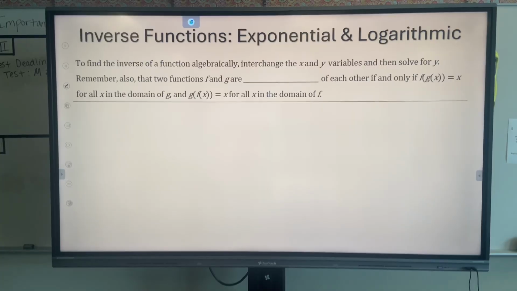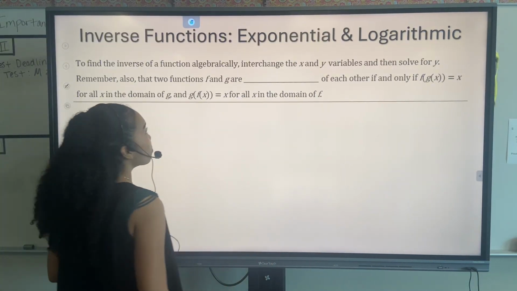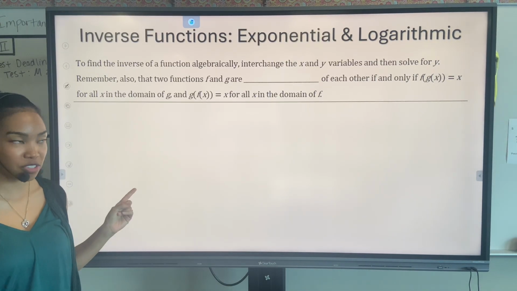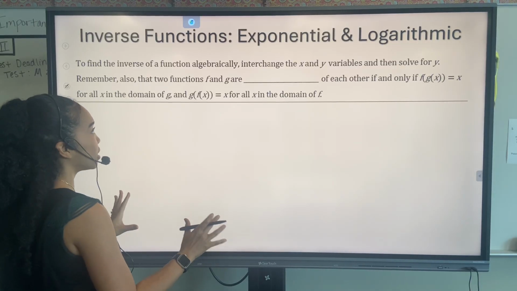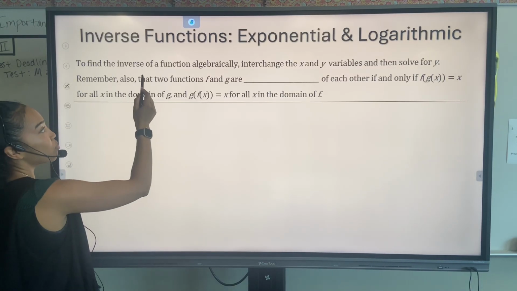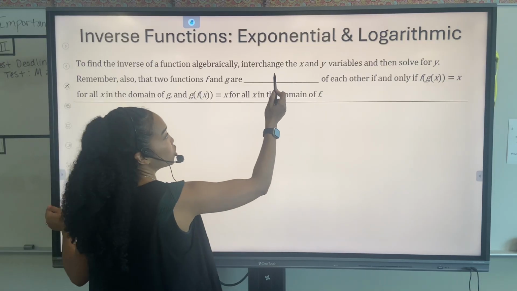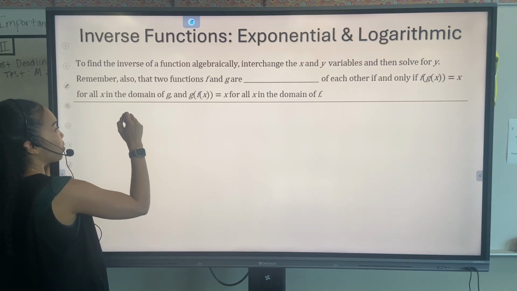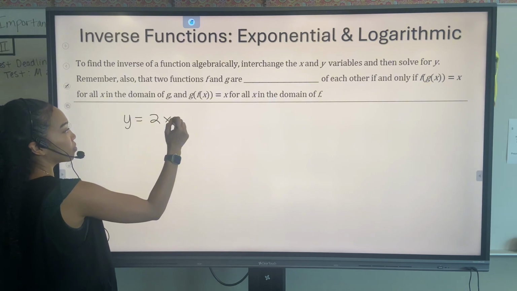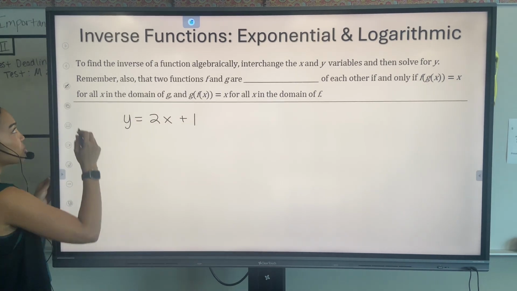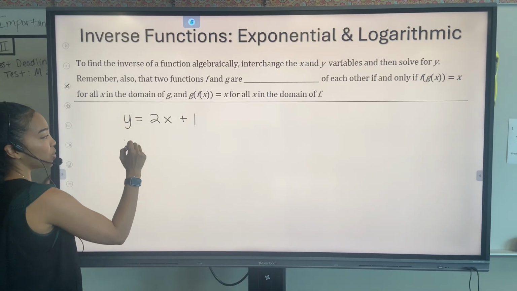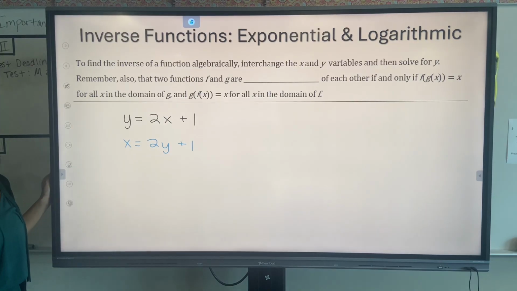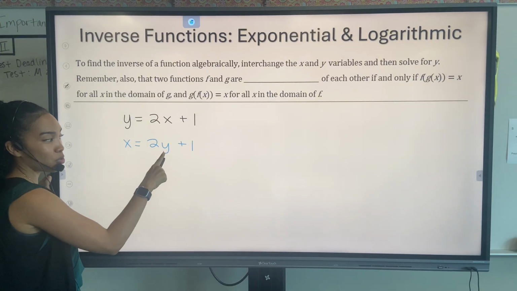Ready, go. Okay, so now we're going to talk about finding the inverses algebraically. We just finished graphing the inverses. Now we're going to do it algebraically. So, in order to find the inverse of a function algebraically, we're going to interchange x and y variables, and then we're going to solve for y. So, for example, if I have this problem, the first step is to switch x and y. So this will be x equals 2y plus 1. Now, all you have to do is solve for y.